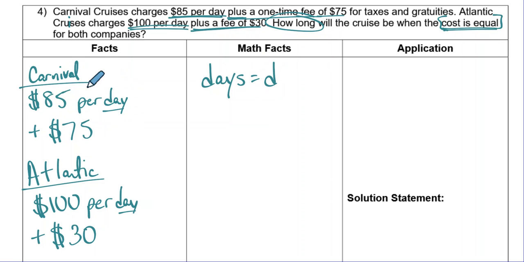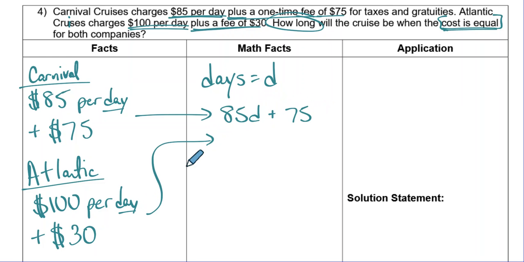And this, I'm going to write it as an expression first. So 85 per day means 85 times the number of days. So 85 times D plus 75. All right, this is an expression too. It's really similar. $100 per day, $100 times the number of days, plus that $30 fee, just the one time.